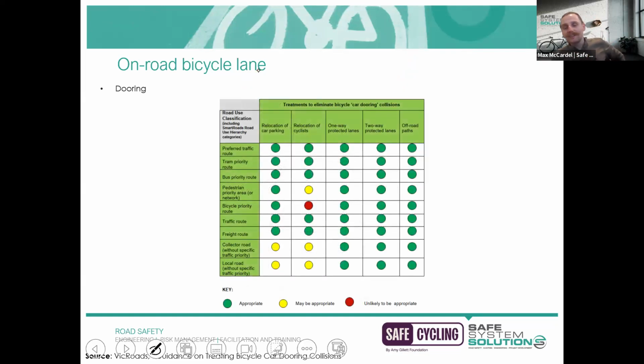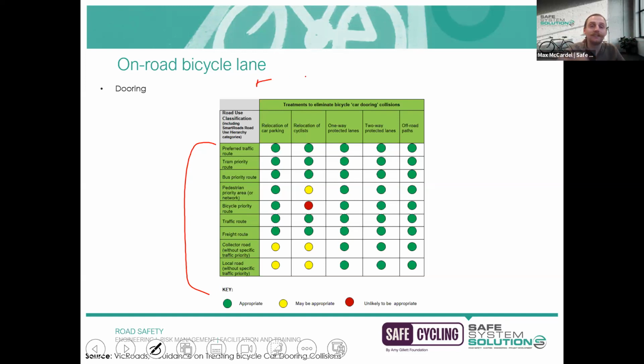We've just included this in case you are doing any kind of options assessments as part of your cycling projects, as to what type of treatments could be appropriate or what's unlikely to be appropriate. Along this column here, we've got what is the strategic function of the network? Is it buses, or is it cyclists? Is it freight? Whatever it is.